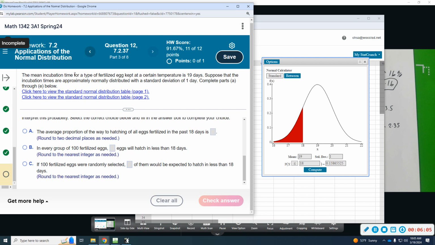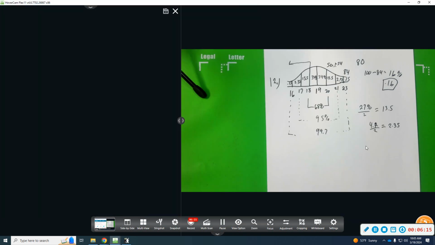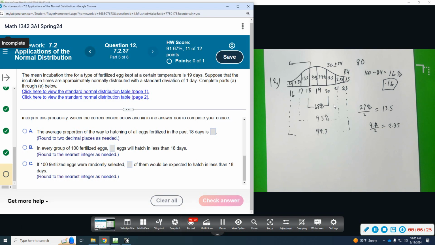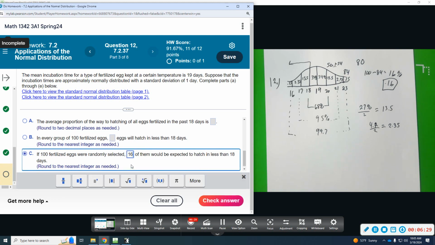So 100 fertilized eggs, that's what we're dealing with. Not in every group. So if 100 fertilized eggs are randomly selected, this percentage that we just came up with, the 16%, we multiply that by 100 because that's just a chance of 1. We would expect roughly 16 eggs because we're doing this 100 times. So we would expect about 16 of them to hatch in less than 18 days.